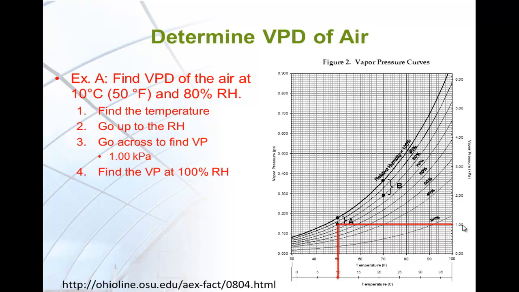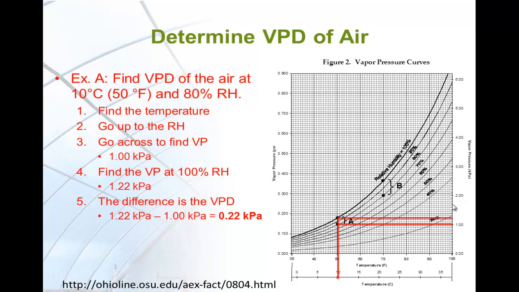Next, we want to find the vapor pressure at 100% relative humidity. Then we do the same thing as before. We draw a horizontal line to the right. Then we get a vapor pressure reading of 1.22 kilopascal. The difference between these two vapor pressures is 0.22 kilopascal, and this is the vapor pressure deficit. That is how much more water vapor the air can hold before it saturates.